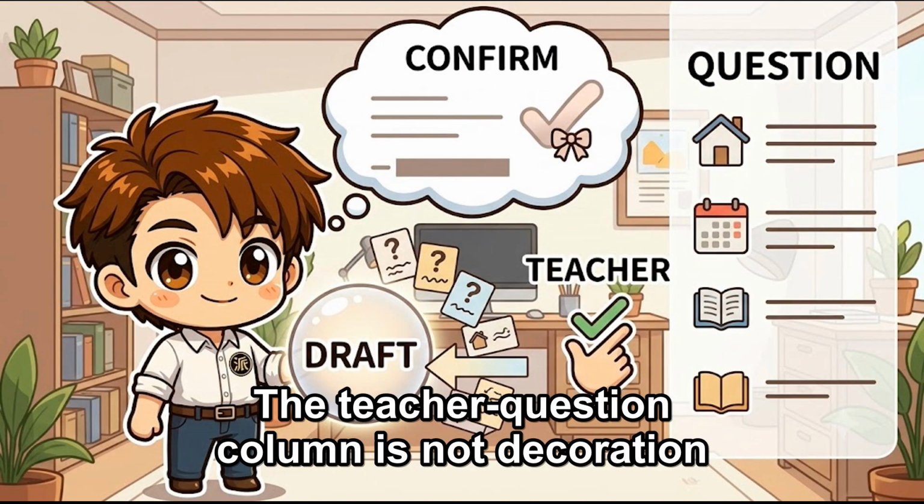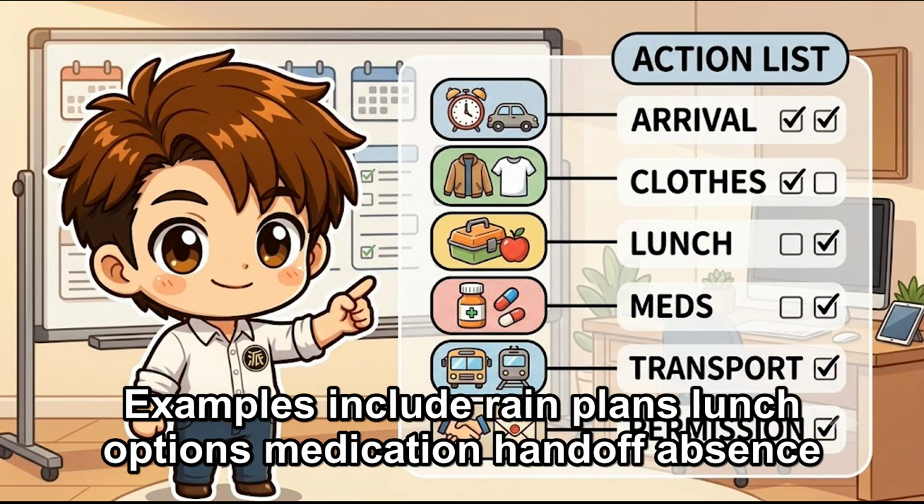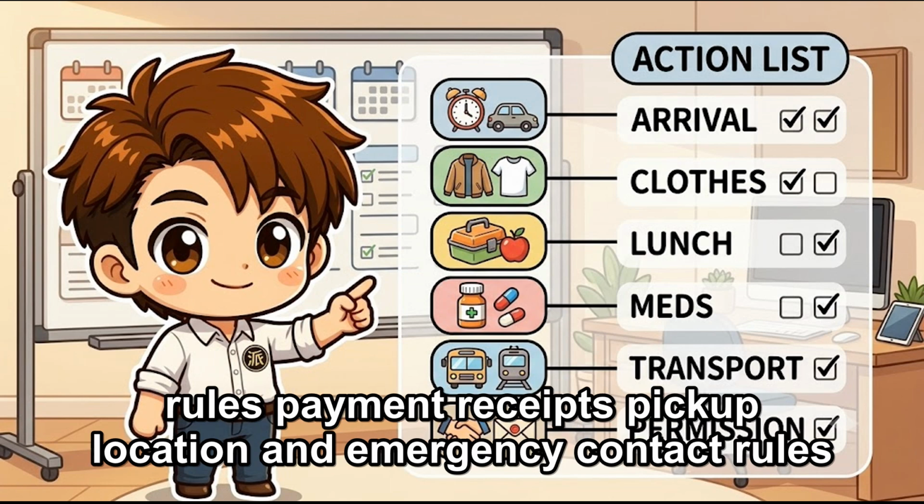The teacher question column is not decoration. It catches anything that can stop the child from participating smoothly. Examples include rain plans, lunch options, medication handoff, absence rules, payment receipts, pickup location, and emergency contact rules.